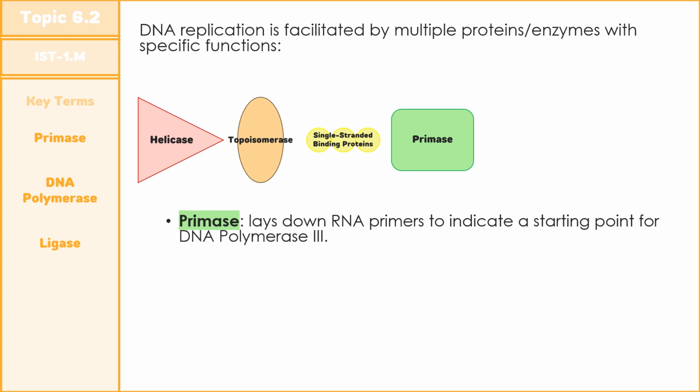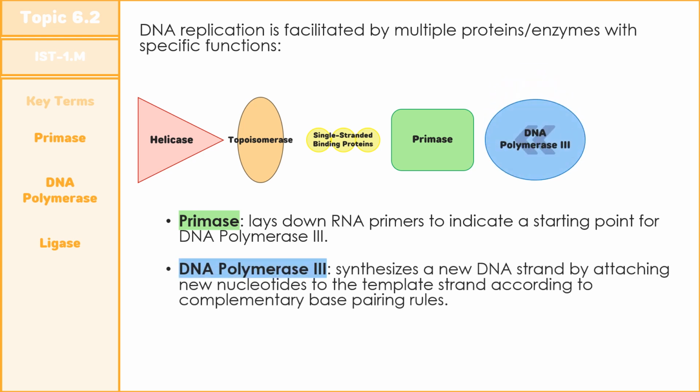So our heavy hitter here is DNA polymerase III. This is the enzyme that synthesizes, or makes, our new DNA strand by taking nucleotides from the environment and attaching them via hydrogen bonds to our template strand according to the complementary base rules. So remember that if we have an A on our template, we get a T. If we have a C on our template, we get a G, and vice versa.